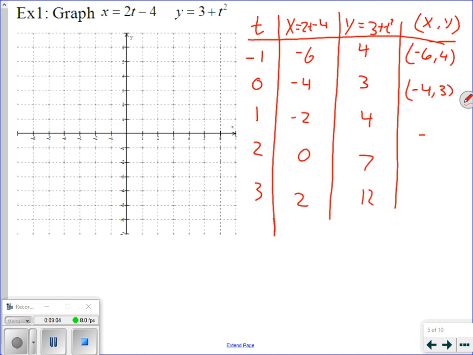So, let's graph those points and see what happens. The first one is at -6, up 4. It's right here. So that's the point at t equals -1. At t equals 0, we're at the point -4, up 3. So we're right here. Then we're at -2, up 4 at time equals 1. At time equals 2, we're at 0, up 7. At time equals 3, we're over 2, we're off the graph.